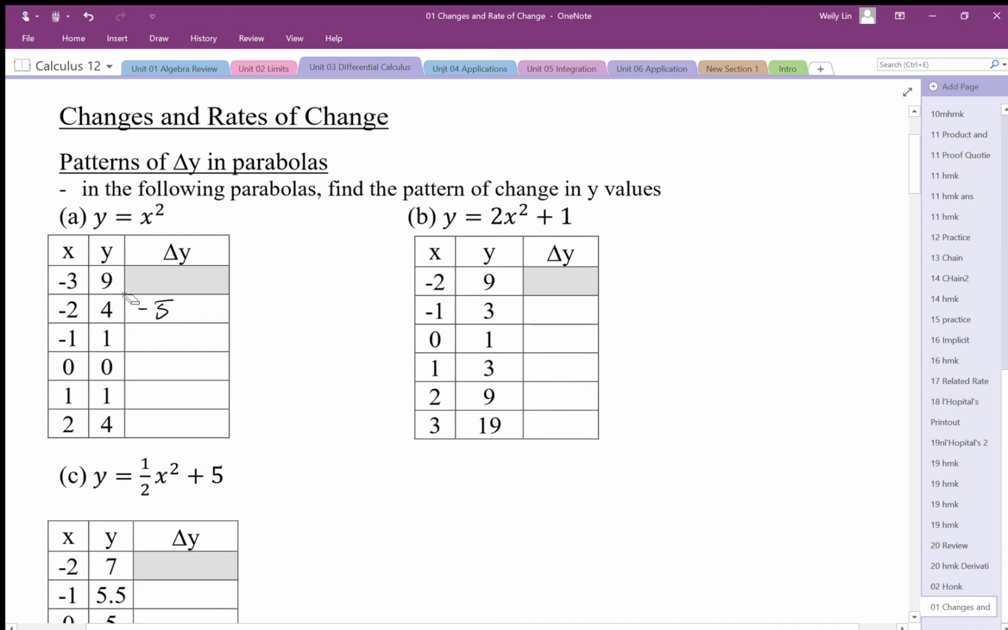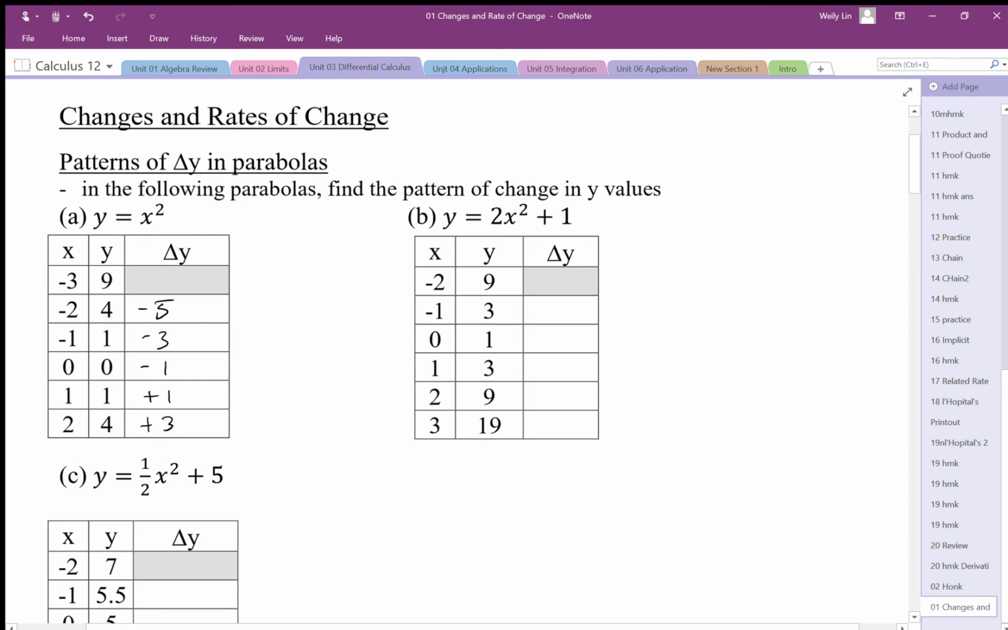If we go from 4 to 1, we get a minus 3 change. If we go from 1 to 0, we get minus 1. Then we go from 0 to 1, it becomes plus 1. If we go from 1 to 4, we go plus 3. So if you take a look at this pattern of change in the parabola, look at the changes. It is what we call a linear change. It's going up by a constant amount, plus 2, plus 2, plus 2, plus 2.